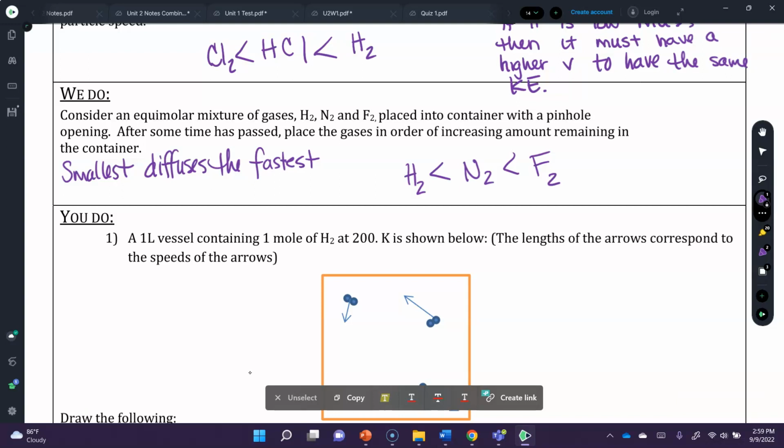Using the concepts covered in the kinetic molecular theory notes, you're going to answer some of these or draw the questions in the you do.